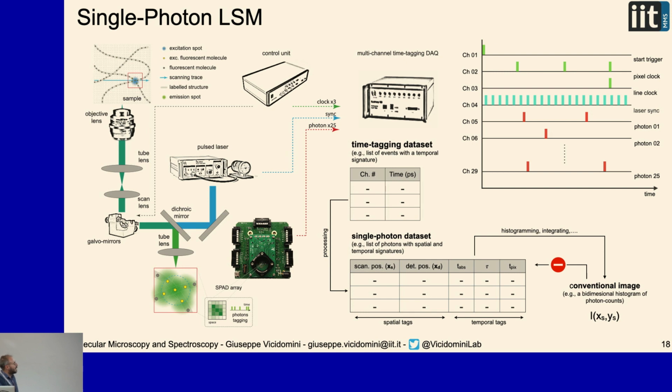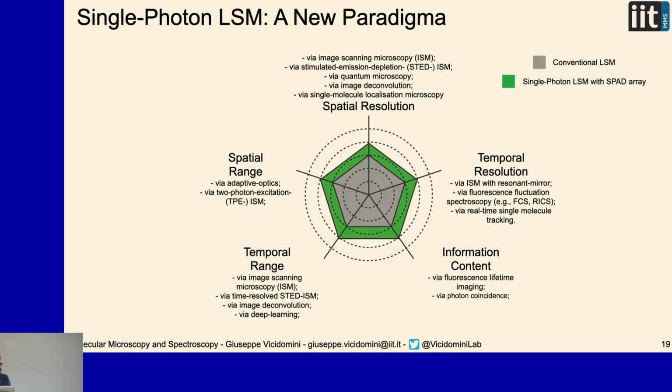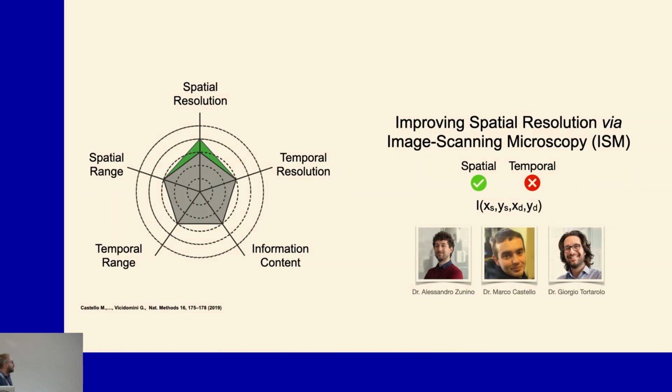So the beauty is that I can go in one direction. I can always go back to conventional imaging, but I cannot do the other way around. So when we put all this information in our microscope, we found that we can improve almost any characteristic of the laser scanning microscope. For a question of time, I will not talk about all of them, but I just want to show you a few examples that maybe are good in the context of this workshop.